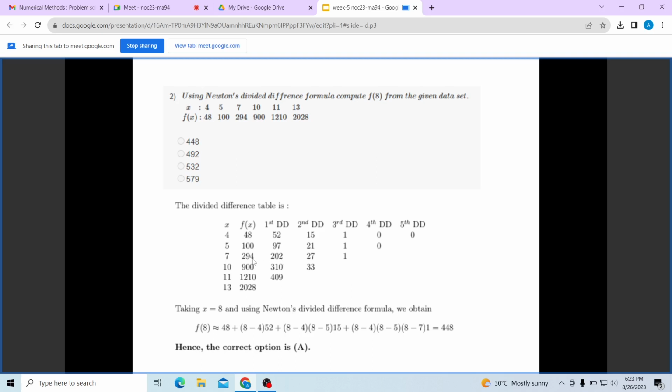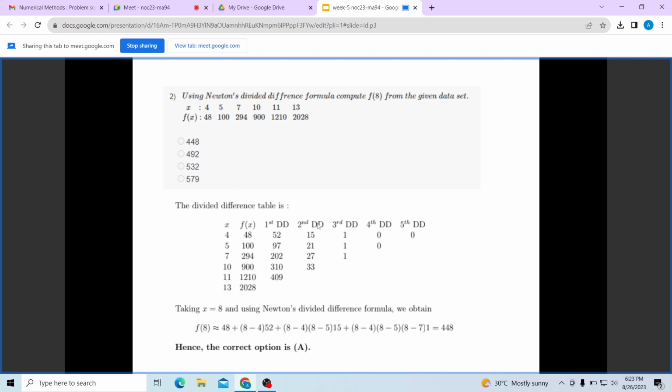Similarly, for the third element, just subtract 294 from 900 and divide it by 10 minus 7, that is 3. So you'll get 202. Then for the next divided difference, subtract 1210 minus 900 and divide it by 11 minus 10, that is 1. So you'll get 310. Similarly for the last one, 2028 minus 1210 upon 13 minus 11. So you'll get 409. Fine.